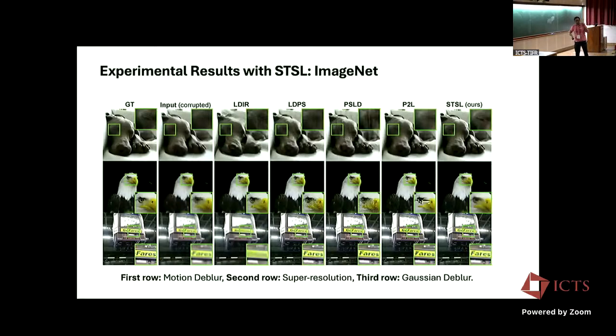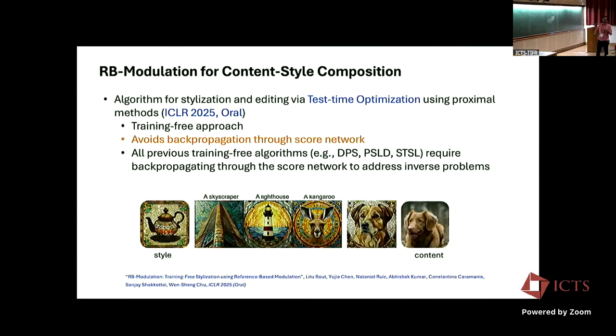You could ask how much it costs and all that stuff, and that's a separate talk. So this is the backstory for what I want to talk about today, which is RB modulation and RF inversion. The problem with PSLD is that it works well, but it is very, very expensive because of this gradient. Okay?